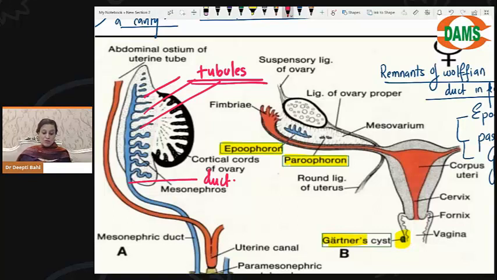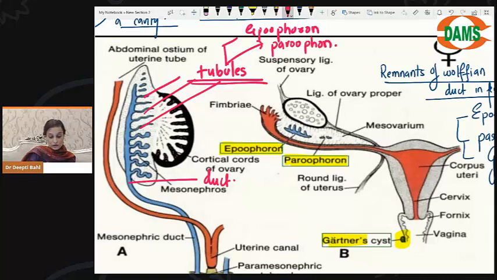Same holds true for the paroophoron. So both epoophoron and paroophoron come from the mesonephric tubules. Perfect. This is very important.